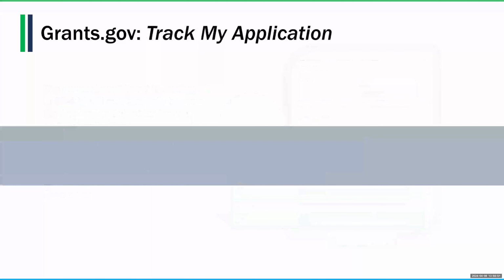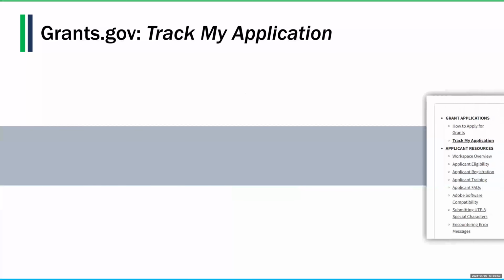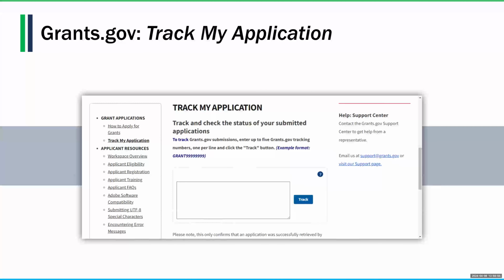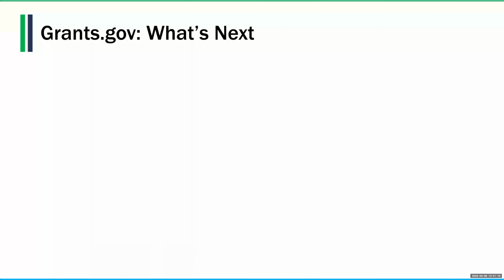So from there, once you've submitted your application in grants.gov, they have a Track My Application option. There you can track everything for your status. You can check if your application's been received, if it's been validated, if it's been rejected with errors, retrieved by an agency, and the agency tracking number that was assigned to it. All right. So once you submit it, you'll get to do all of that. So what's next after you do that, right?